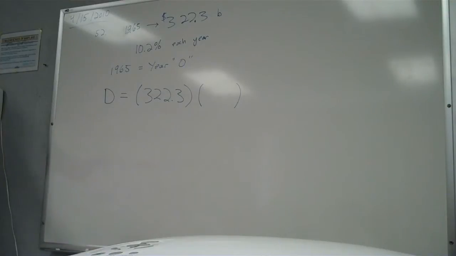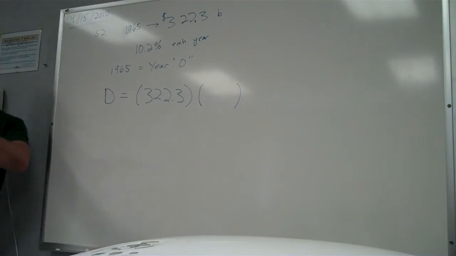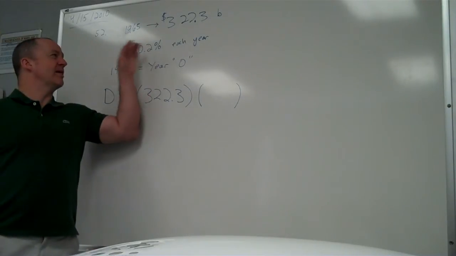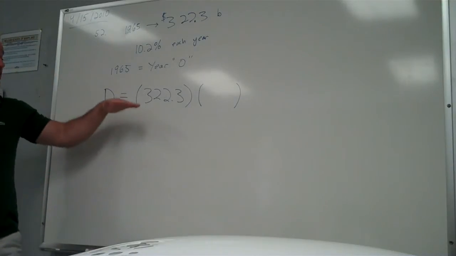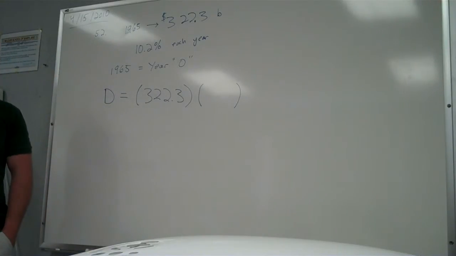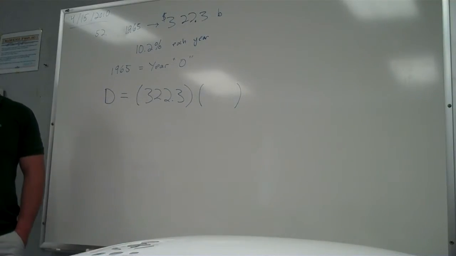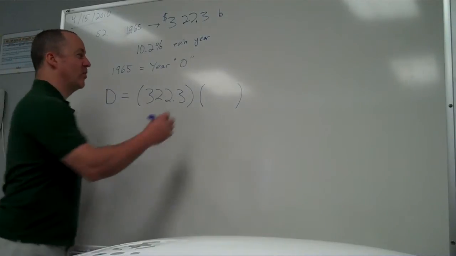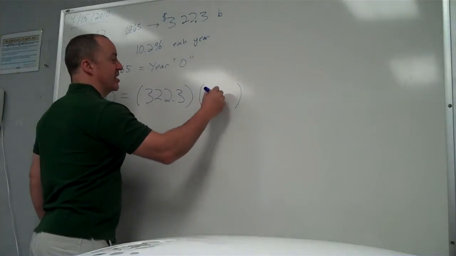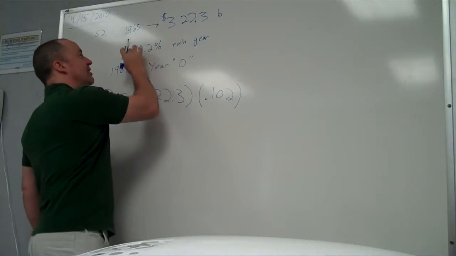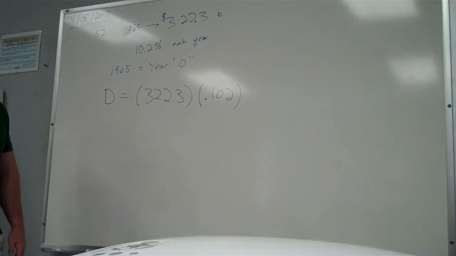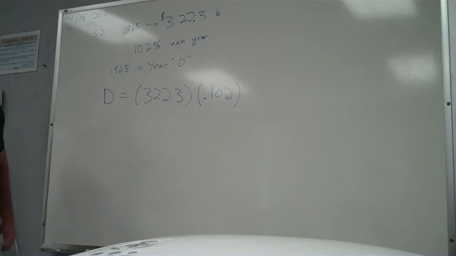Now, Nimi, this is what you started to say a minute ago, and I want you to hold off to this point. If it's going up by 10.2%, what do I actually multiply the debt by? What decimal? That's a question you asked a minute ago. Jordan? 0.102.